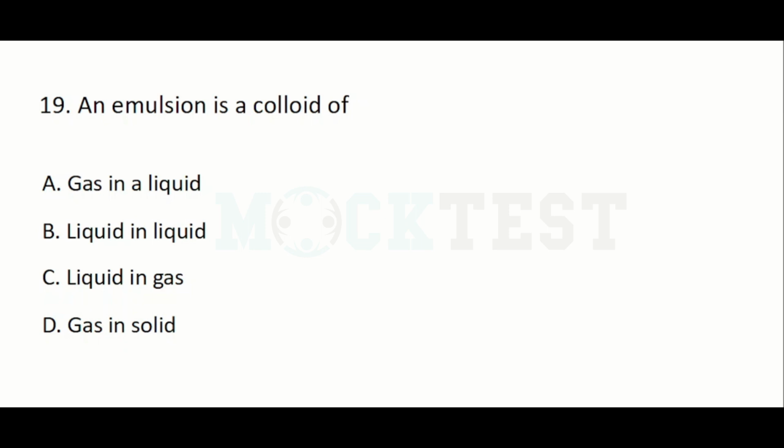An emulsion is a colloid of option A, gas in a liquid. Option B, liquid in liquid. Option C, liquid in gas. Option D, gas in solid. An emulsion is a colloid of liquid in liquid.